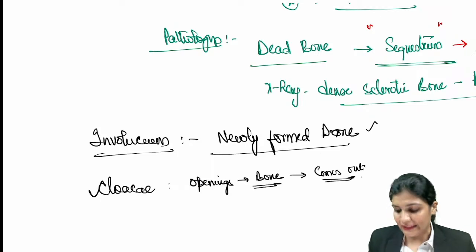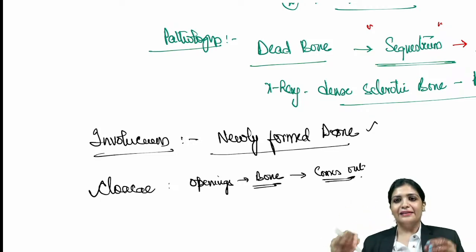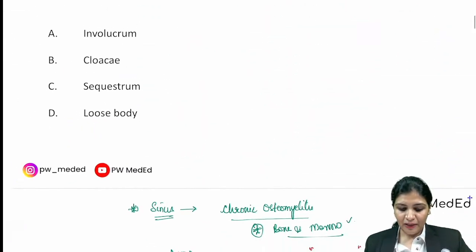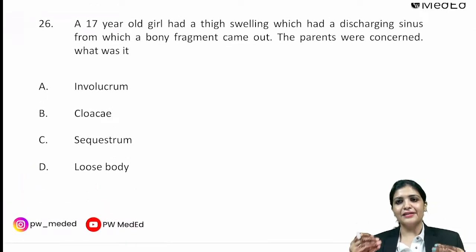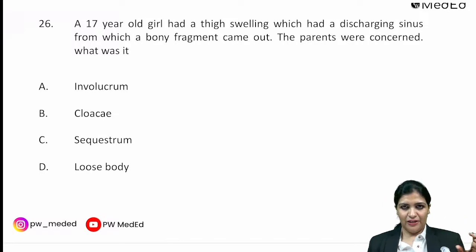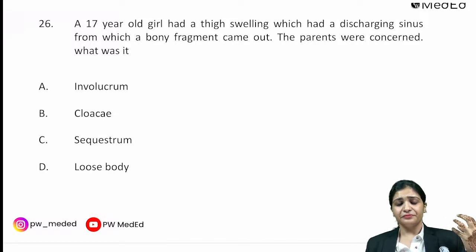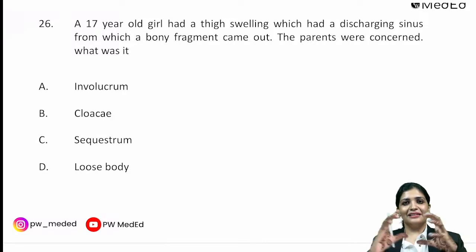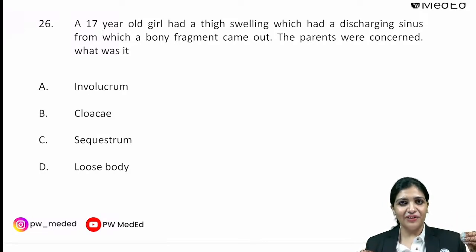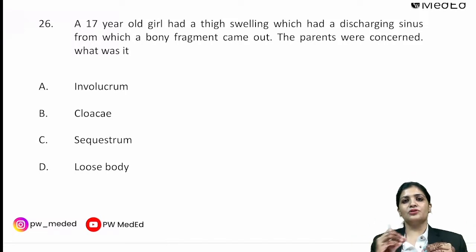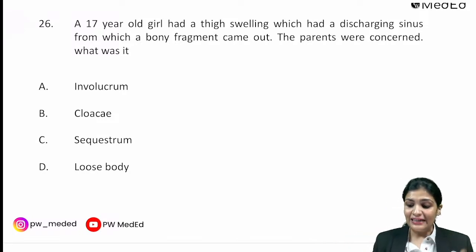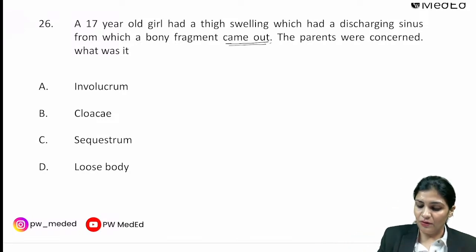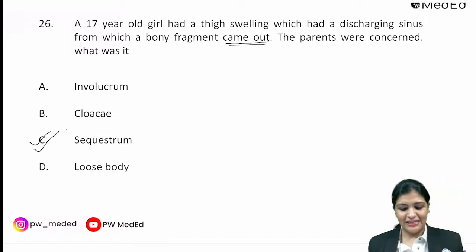So here, what has come out? The sequestrum is the answer here. We have understood what involucrum is, what cloaca is, and what sequestrum is, and then loose body. A loose body is just an osteophyte which has been detached from the parent bone, and it is usually seen in joints, usually the knee joint because that is the large joint. You will see the formation of osteophytes in osteoarthritis, and these osteophytes get detached from the parent bone and present as a loose body. So what came out? The sequestrum. So the answer is C.